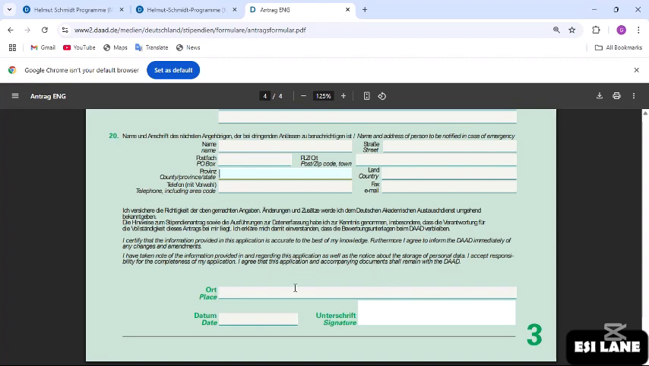You're going to write the place you are, the date, and then you sign. You can choose to fill this form online or you can just print it and write it. If you think you don't have a legible handwriting and they're not going to see it or they're going to struggle to see it, don't write it. Fill it online. When you finish, you print it out, then you write the date, the name, and then you sign. You scan it so that you can make the upload for the application. So this is how you fill the form.